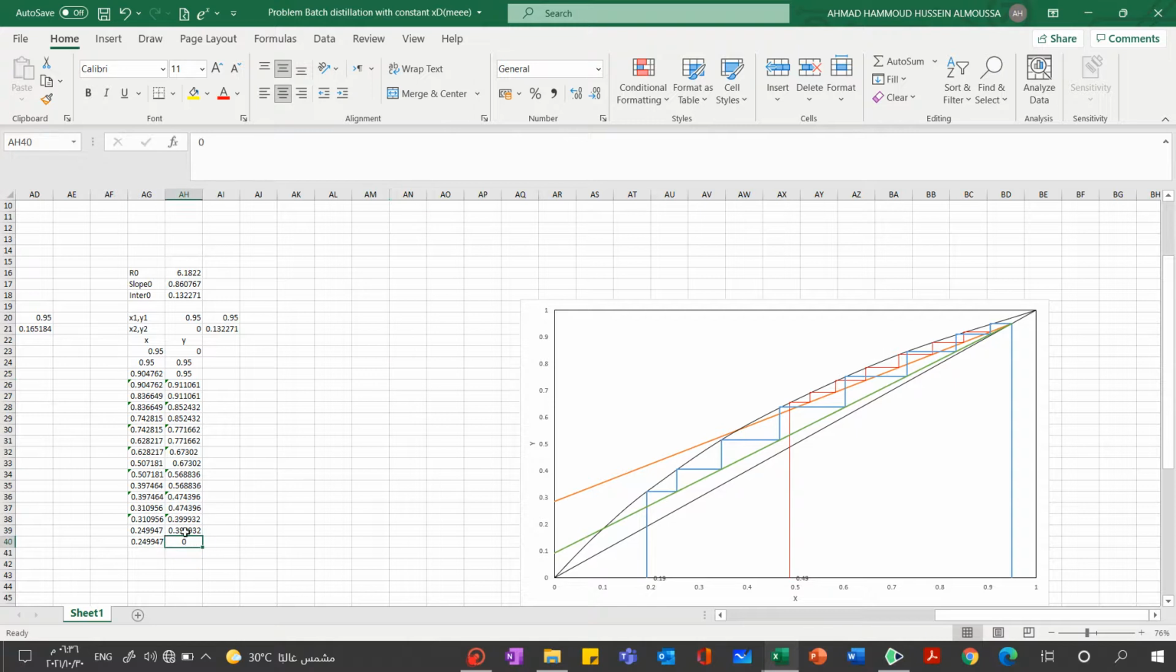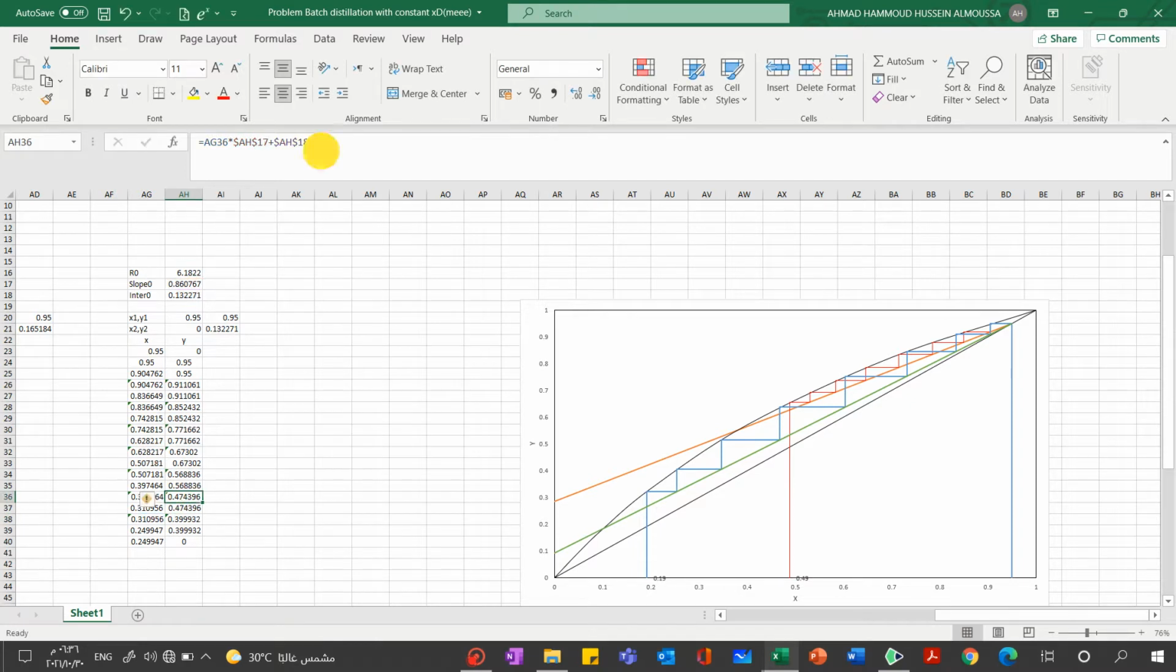Then this point is also the same as x. Copy the code of this, then paste it here. It will paste the code, and it will take the same value here, but be sure the code is correct. You want it to be the same as this.